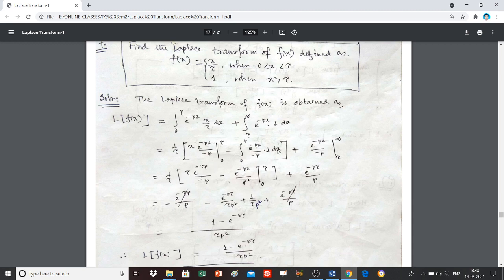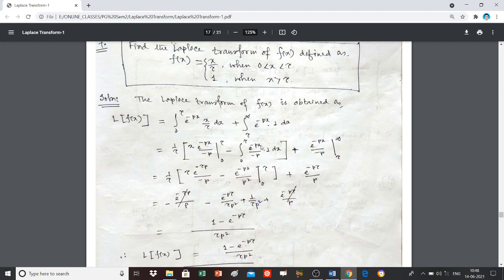Then from here, you know the integration of this term is from 0 to tau, that is e to the minus px by minus p, then 1 into dx. That means it is the integration from 0 to tau of e to the minus px by minus p dx. So first this negative sign will give you a positive sign, but the integration of this term will also give another negative sign, and then the integration of e to the minus px is e to the minus px by minus p.